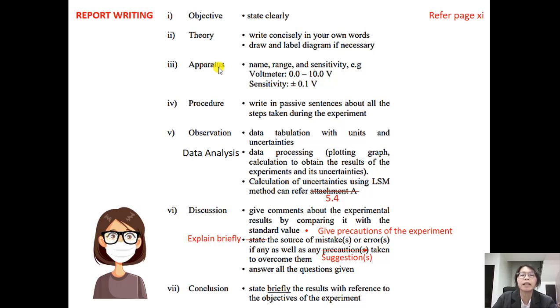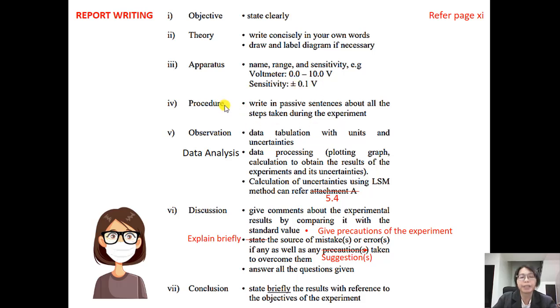Then the apparatus: list out all the apparatus we use for that particular experiment, the name of the apparatus, the range and also the sensitivity. For example, if we are using a voltmeter, you have to note down the range of the voltmeter you are using and the sensitivity of the voltmeter you are using. For example, the sensitivity of the voltmeter is plus minus 0.1 volt.